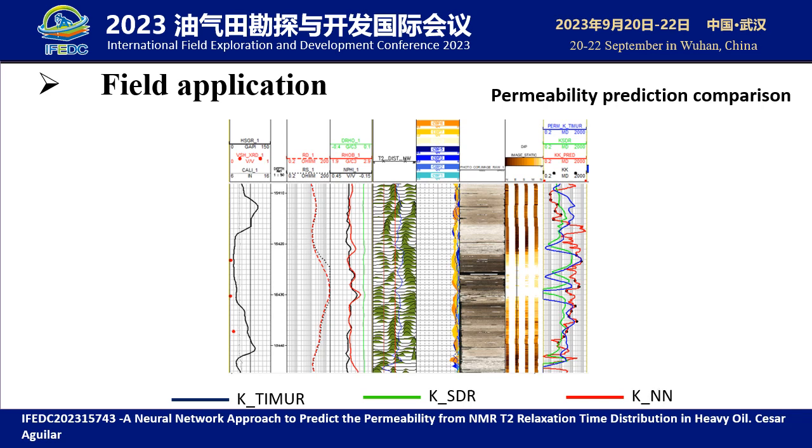Another interval is shown in this figure. In this case, in the low permeability interval in the upper part, the neural network approach honors the core data, but the traditional model estimates a higher permeability than the core measurement. The error is high in this interval.